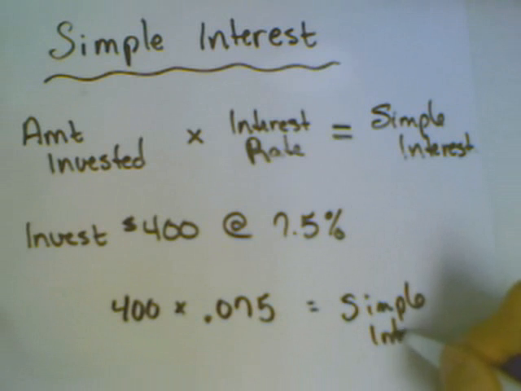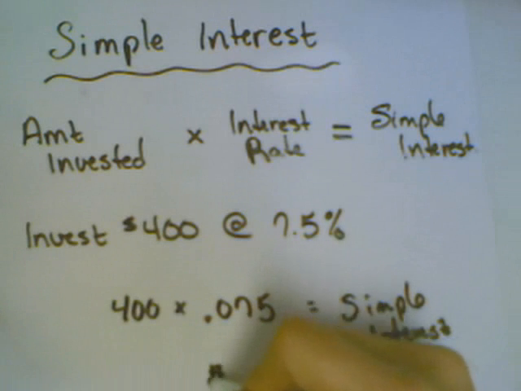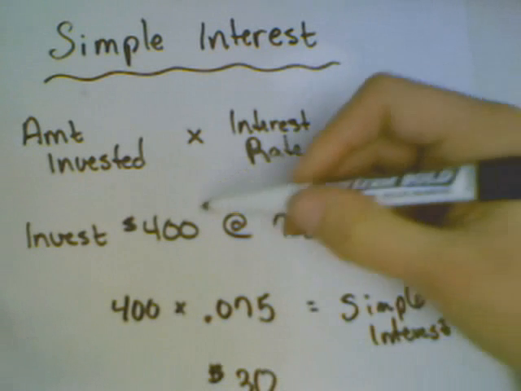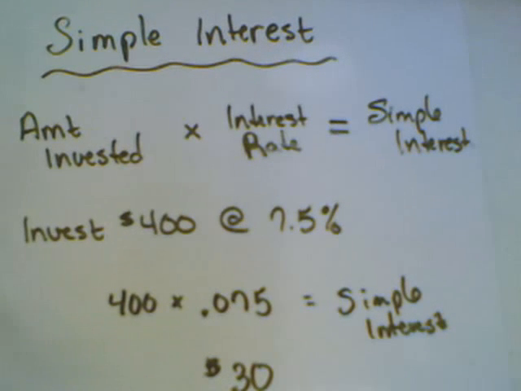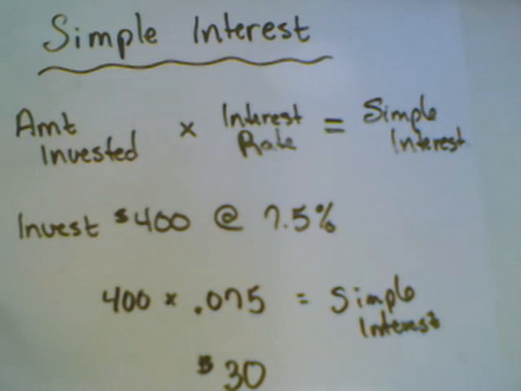Grab a calculator. 400 times 0.075 is $30. So by investing $400 at this interest rate, you will make $30 at the end of the year.